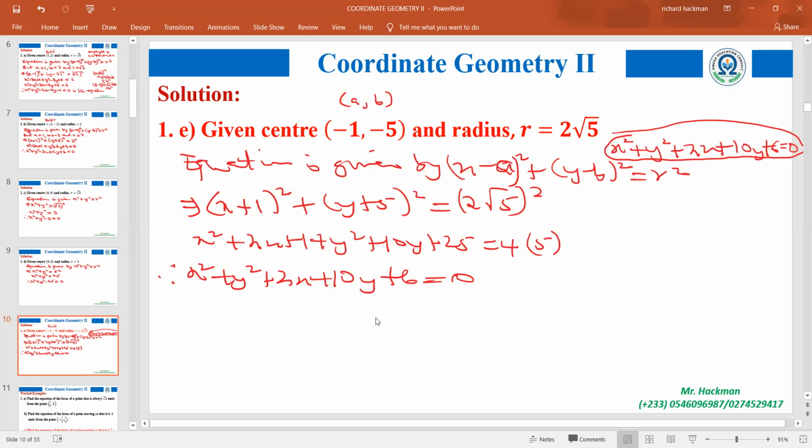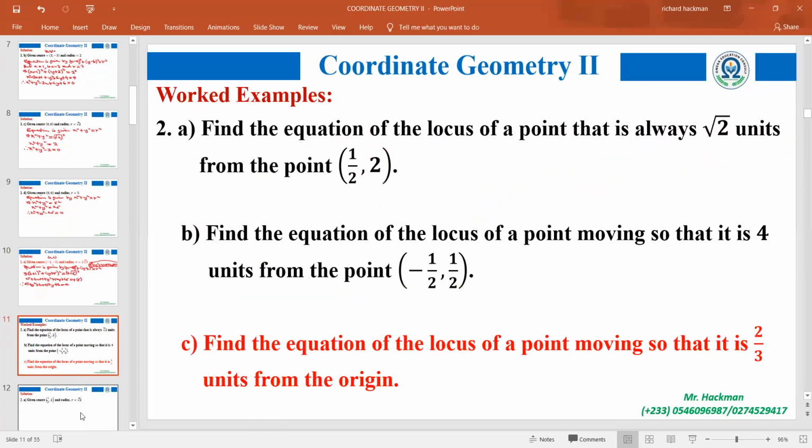Is that clear? Please, are you all with me? Yes, please. Great. Okay, so now let's look at our next set of questions. Questions will not always be direct, as you saw in the first worked example, where you were told this is the center, this is the radius. Now, I'm going to read question 2a. You tell me precisely the information that the question has given you. Find the equation of the locus of points that is always root 2 units from the point 1 over 2, 2.